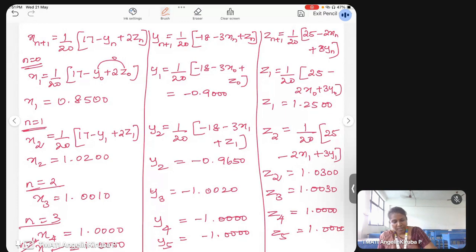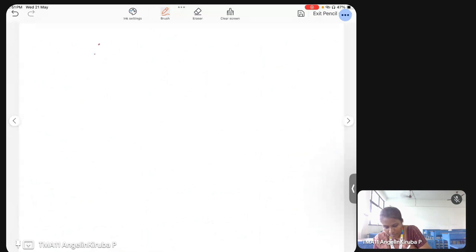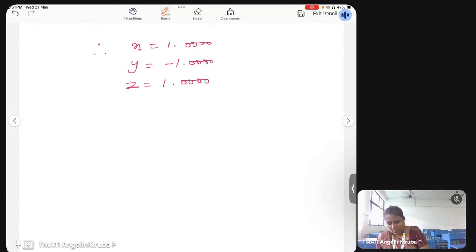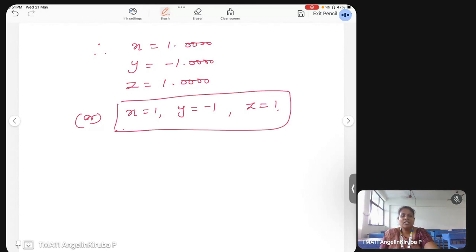So now we can stop the iteration and we can say that therefore x is equal to 1.0000, y is equal to minus 1.0000, and z is equal to 1.0000. Okay, or you can say x equal to 1, y equal to minus 1, and z is equal to 1. So this is the answer.